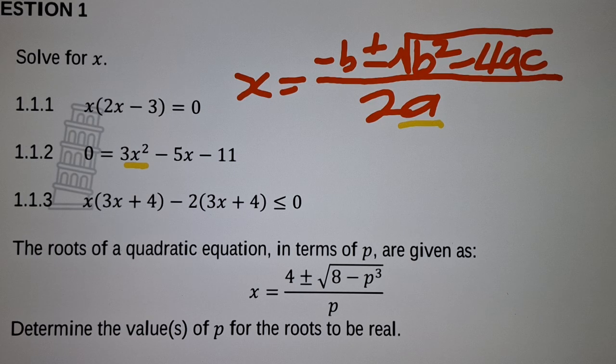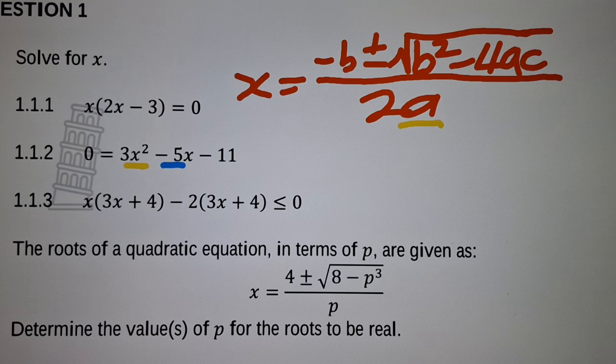And then as for b, b is represented by negative 5. Negative 5 is the coefficient of x. So every time, b in the quadratic formula represents the coefficient of x. Then the last one, c. What about c?